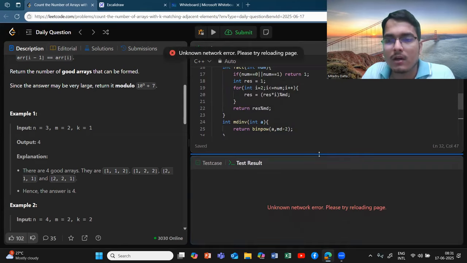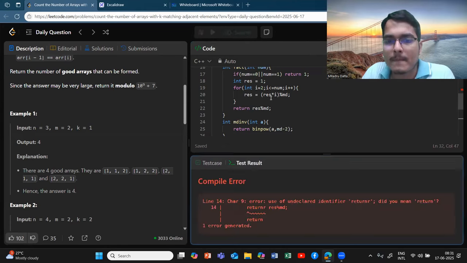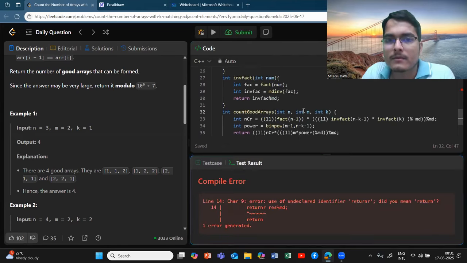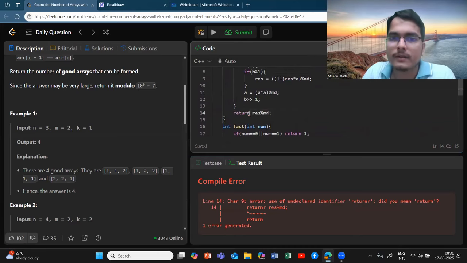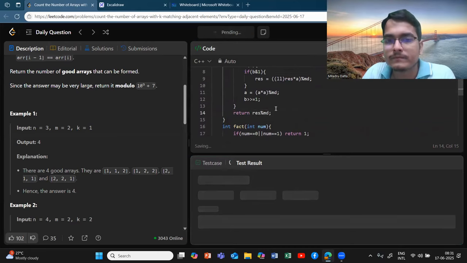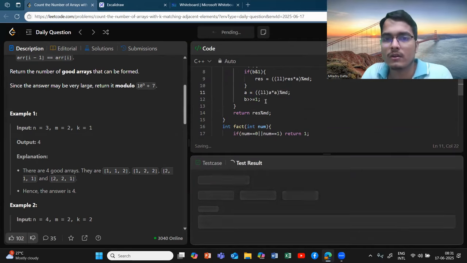Network error. Just a second. So I have made a mistake somewhere. Okay, this cannot be stored in integer. I told you always store in long whenever you are multiplying.